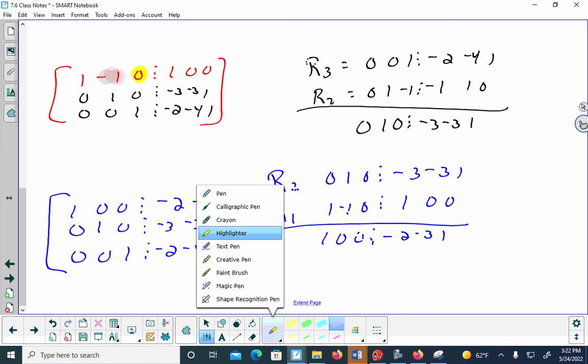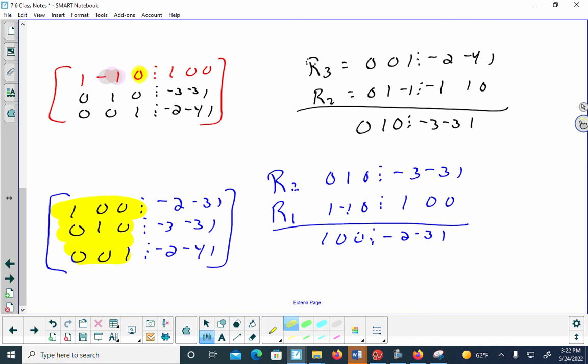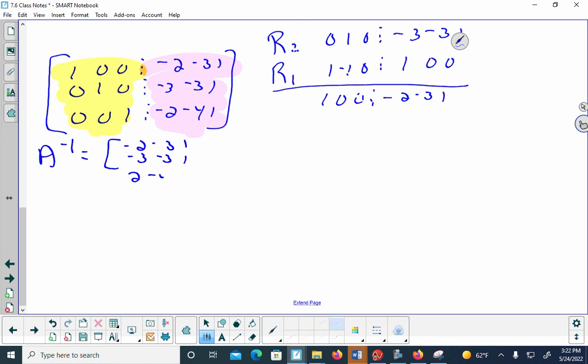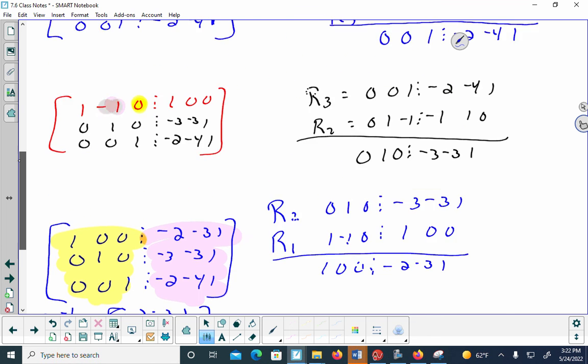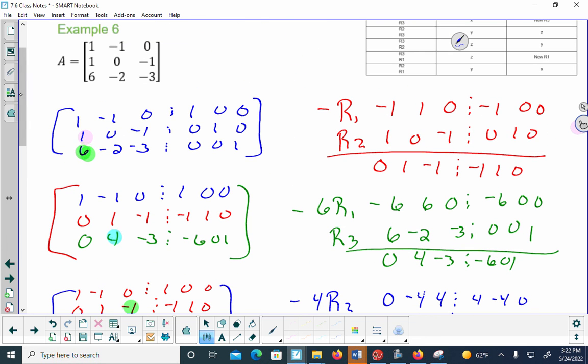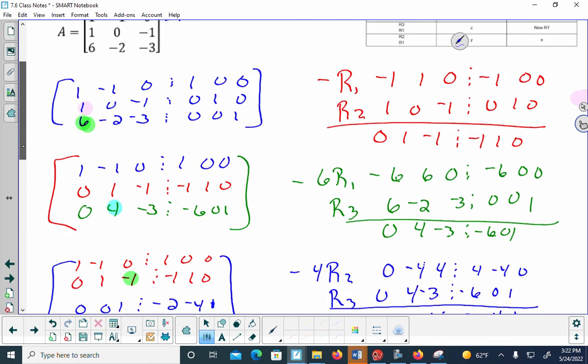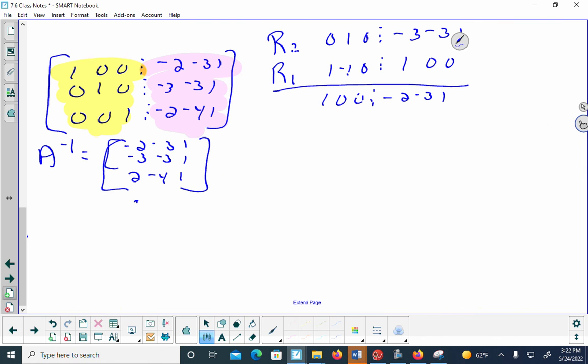So again, refresher, this is my identity. This is my inverse. To correctly write my answer, I'm going to say the inverse of A is equal to, and then copy this inverse down. Remember to check it on your calculator. You can raise the original matrix to negative 1 to check it on your calculator. Go all the way back up here to the original matrix, raise it to negative 1. And when you do that, you do this.